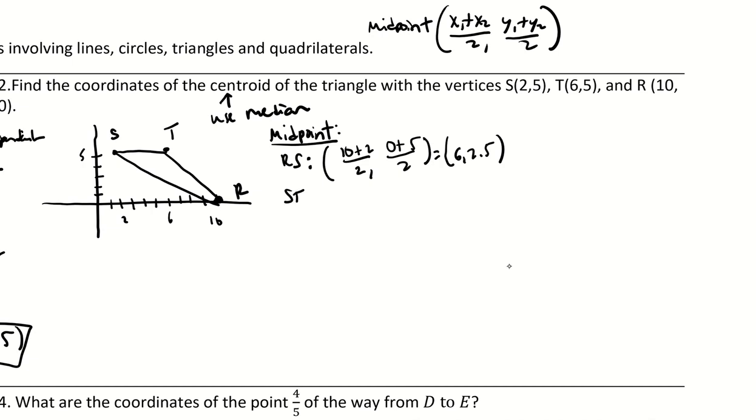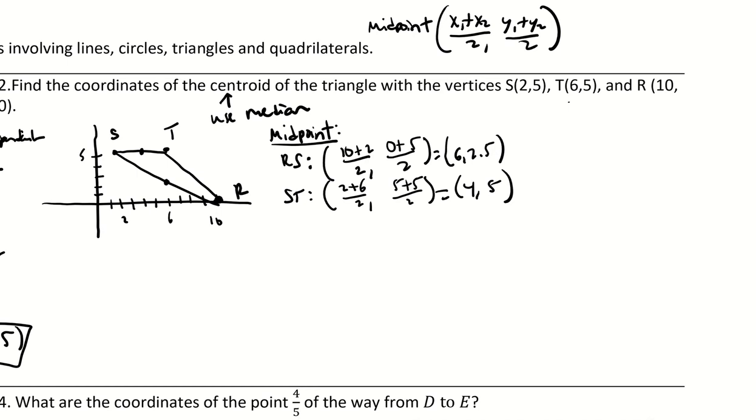And let's get the midpoint for ST. So we'll do RS and ST. For ST, 2 plus 6 divided by 2, and then 5 plus 5 divided by 2. So it's going to be 8 divided by 2, which is 4, and then 10 divided by 2, which is 5. All right, so for RS, we got 6 and then 2.5. Okay, so that's that point there. And then for ST, we got 4 and then 5, which is this point there. Okay, so we got the midpoints.